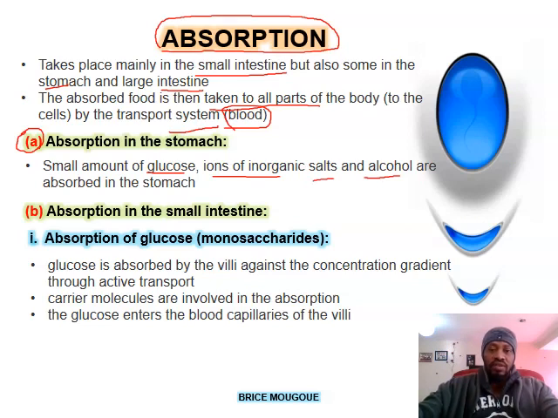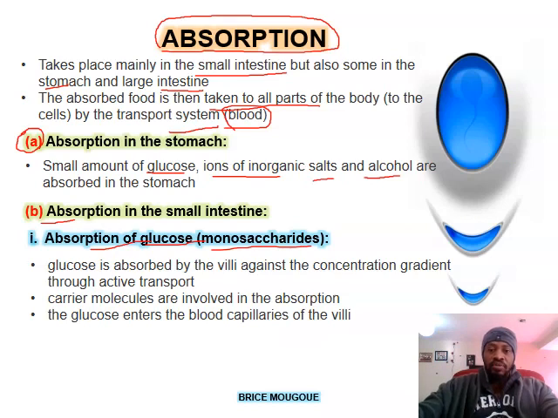Absorption in the small intestine, we'll be looking at the three major components, or the three major breakdown products of the three food types. The first one here is glucose, or we're looking at monosaccharides.